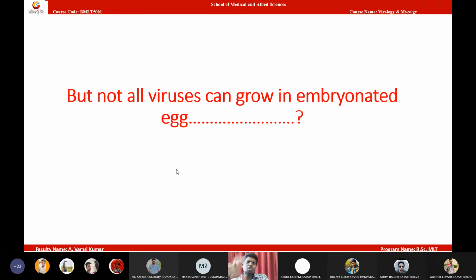So we can take human tissues. We can take human cells. Tissues will be alive in in vitro conditions, that means in a petri dish. By keeping these tissues alive, we need to inoculate the virus. Either you can take human organs, or human tissues, or human individual cells for the growth of viruses. This is how we can grow human specific viruses using tissue cultures.